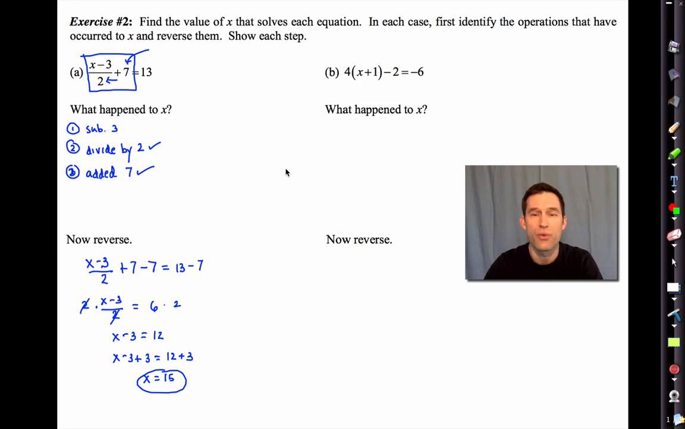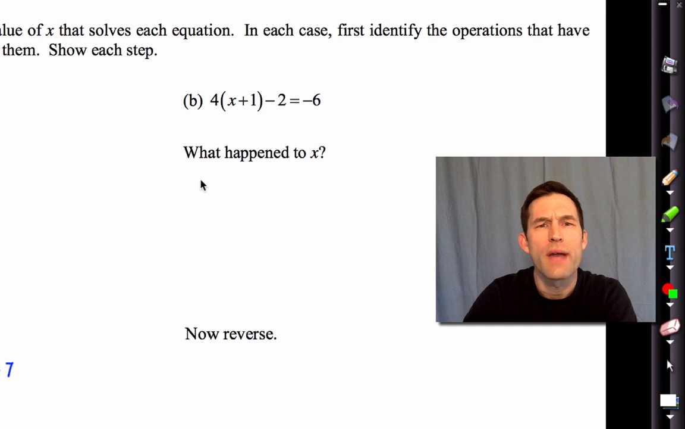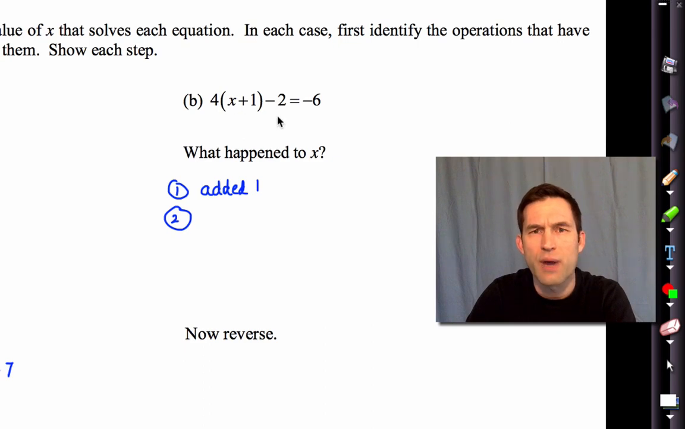All right, let's go through it. Well, what happened to x? We look up at this equation. We've got these parentheses here. That means that we have to do what's in them first. So we added 1, right? Now, once we added 1, then we have a choice. Did we subtract 2, then multiply by 4, or did we multiply by 4 and then subtract 2? Well, order of operations is pretty clear here. That multiplication, multiply by 4, comes next.